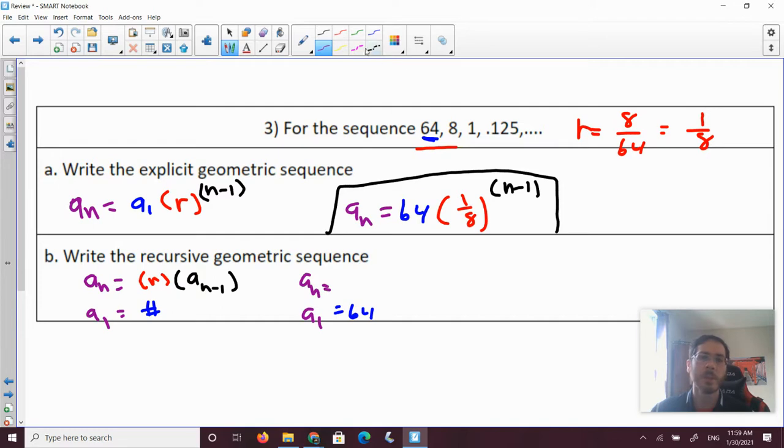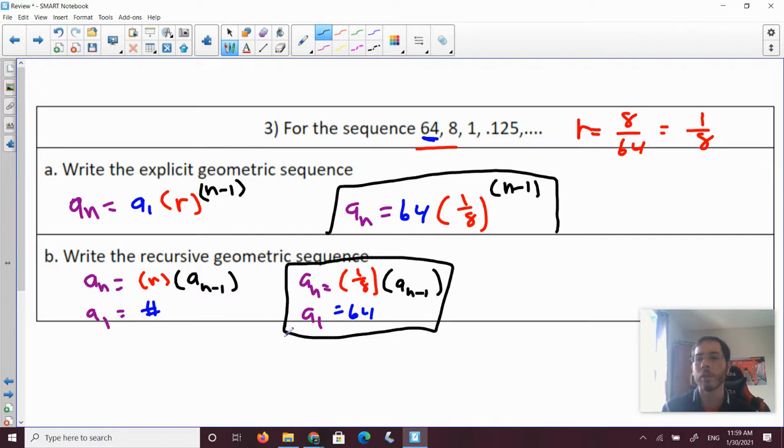A sub n is going to be, we're always going to multiply by 1/8. And you're always just going to multiply by the previous term, A sub n minus 1. And so that's going to be the form. And you want both parts because the top part is the instructions and the bottom part is where to start. So you need both parts for that one. The explicit you can just plug right in for n. It's just got one part to it.